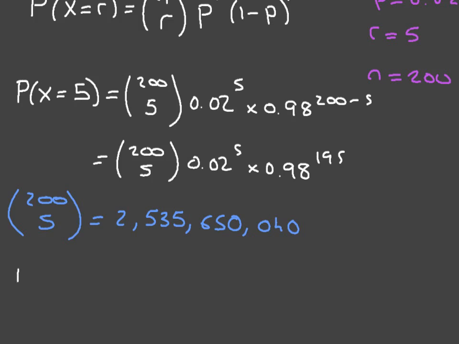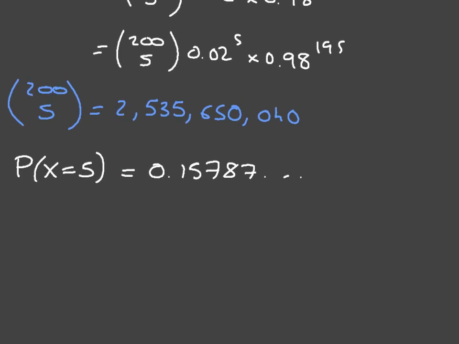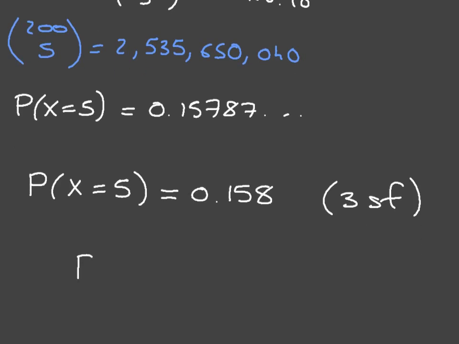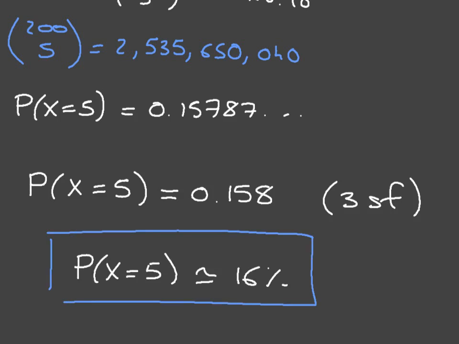And with the calculator, we find that the probability of x being equal to 5 is equal to 0.15787, and there are some more decimals after that. So to 3 significant figures, the probability of x being equal to 5 is equal to 0.158. So we could actually say that the probability of there being 5 faulty bolts is approximately equal to 16%. And there you go. We've just solved this question using the binomial distribution.